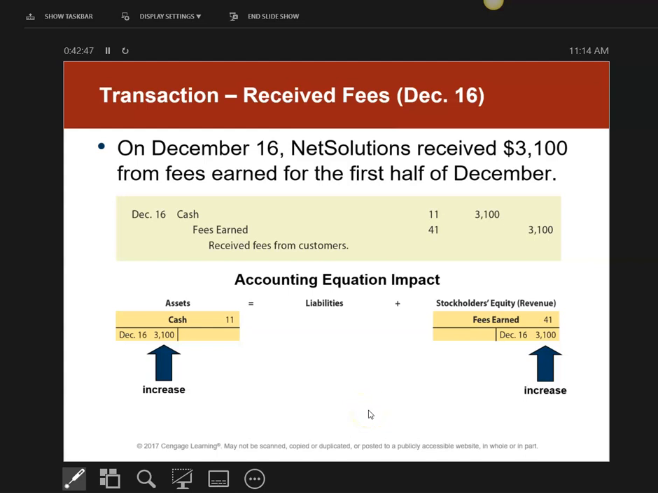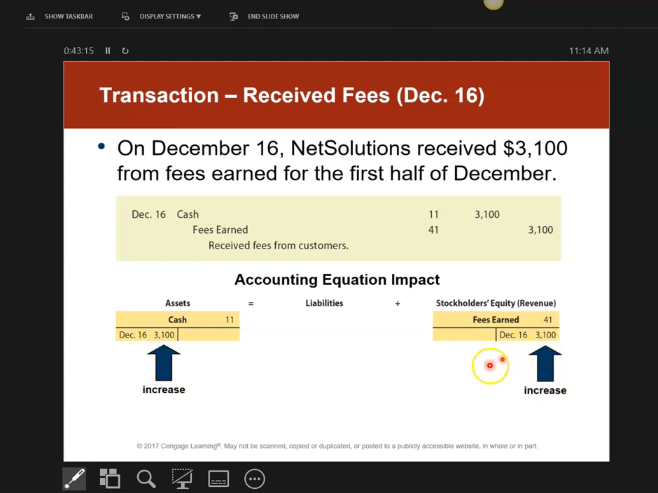Okay, now we're going ahead and continuing with journal entries for the second half of December. On December 16th, I received $3,100 from fees earned for the first half of December. So what this means is that I provided people services, they paid me cash. I got money, I debit the cash, I credit the fees earned. So I increase my money, I increase my revenue.